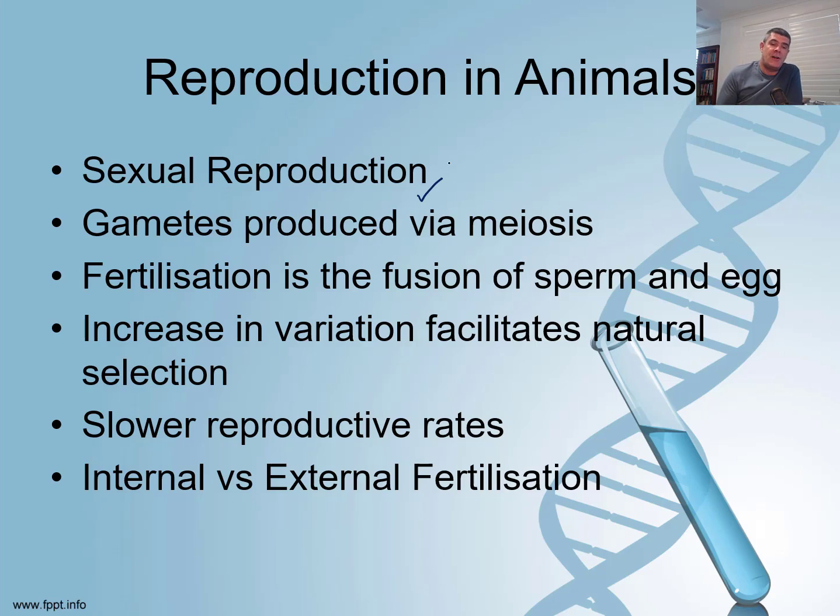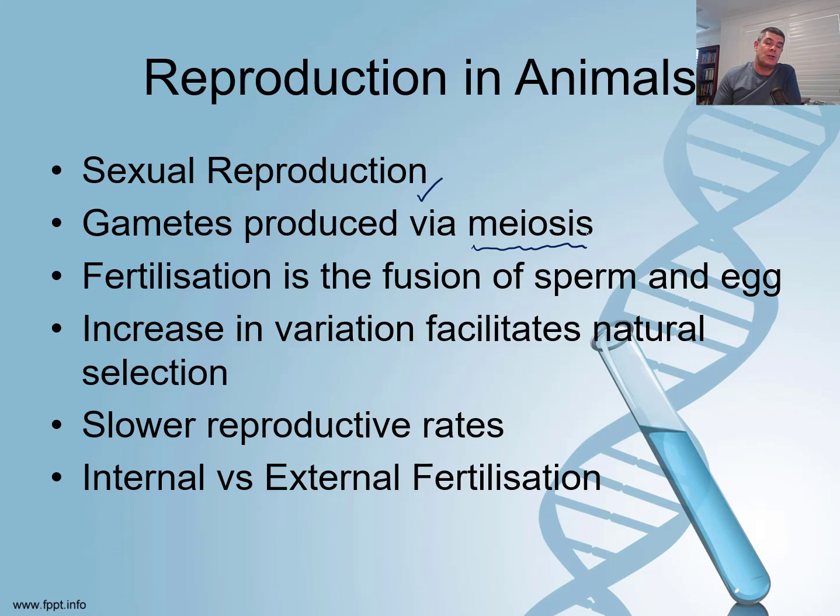And in order to focus on sexual reproduction, we need to look at gamete formation. And gametes are produced in the process of meiosis. And again, meiosis is hopefully a word you're already familiar with, but one which we will look at in a little bit more detail as we go further through this particular module.